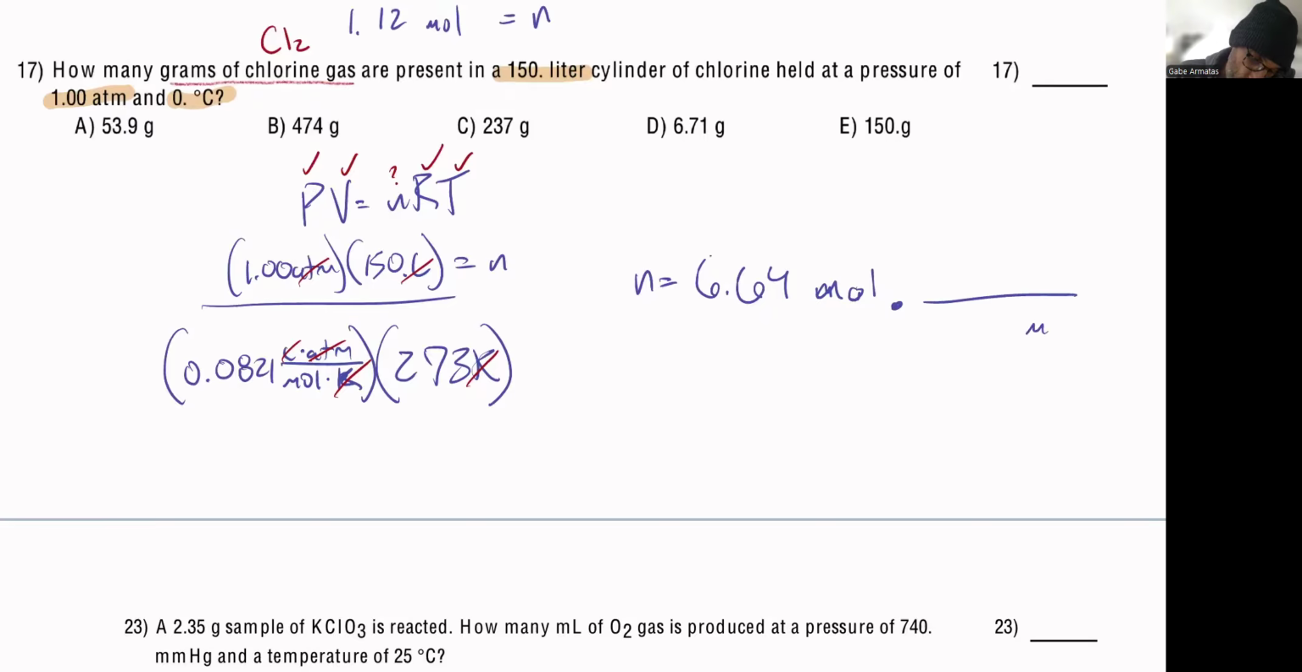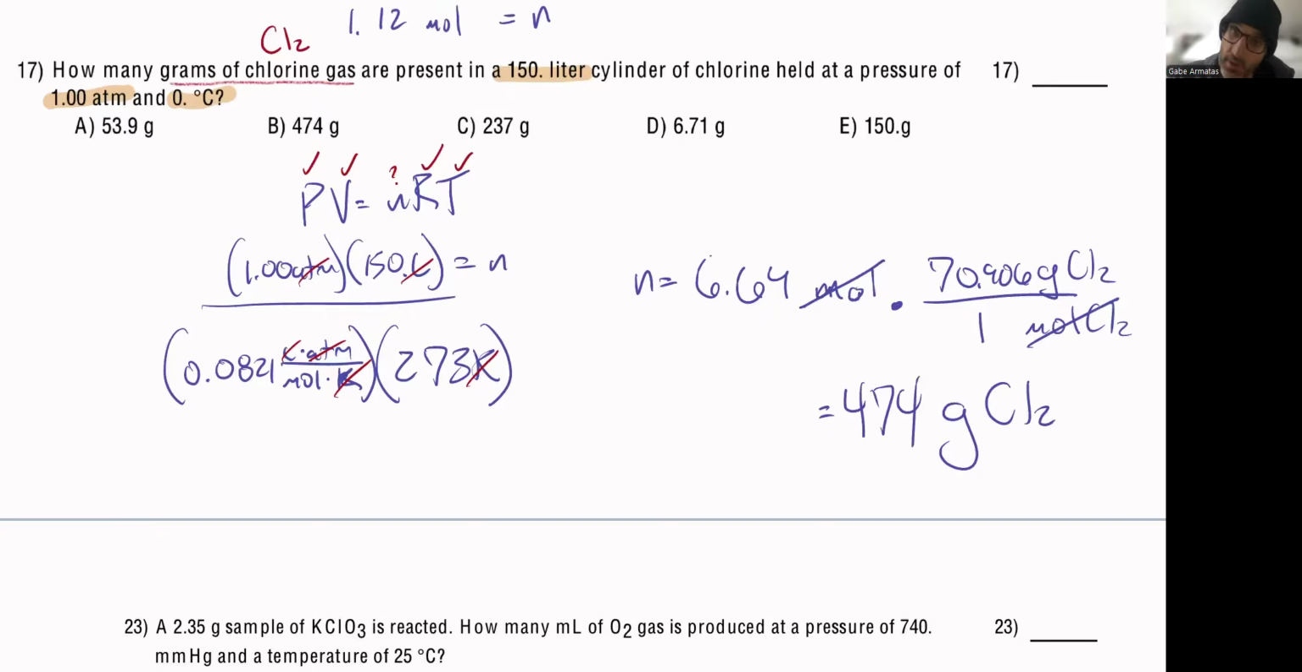I need to get moles of Cl2, because that's what it is, to grams of Cl2. 1 mole of Cl2, I know that the mass of Cl is 35.453 times 2, 70.906. Moles cancel, leaving behind grams of Cl2. So 70.906 times the moles of 6.69, enter, 474. Yep, 474 grams. So we're looking at B for an answer here.